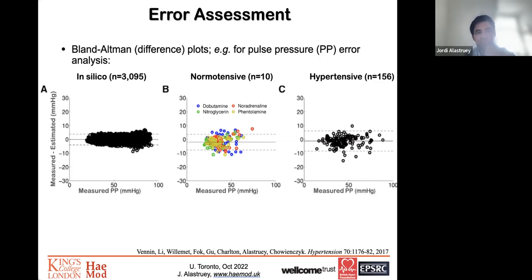So here there are 3 plots, right? And this is because we use 3 groups of subjects for this study. It was very helpful to first design and optimize our algorithms using a large data set of synthetic pulse waves before doing the final testing using real clinical data sets that are much smaller in size. Those are the data sets of normotensive and hypertensive subjects that I'm showing on the slide. The three Bland-Altman plots indicate that we can obtain reasonable errors for a wide range of pulse pressure values.